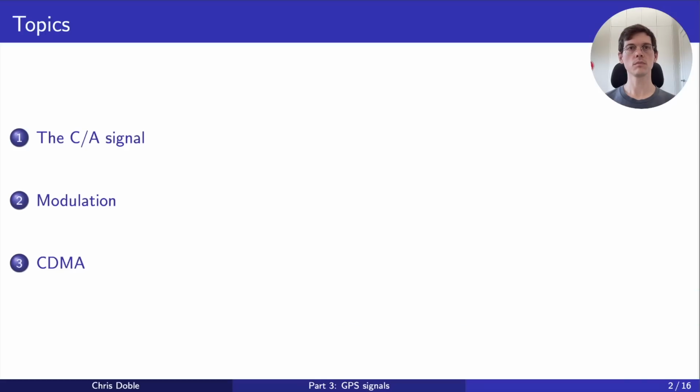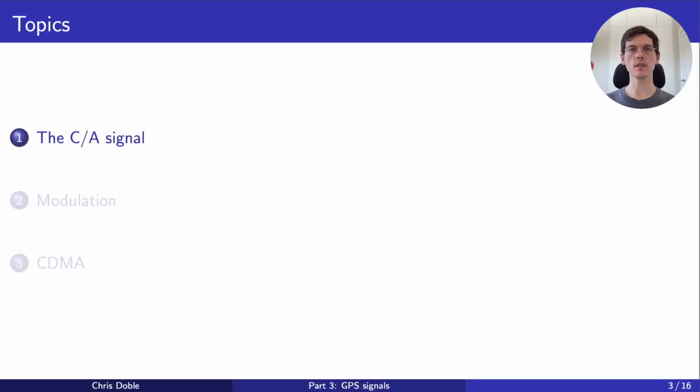More specifically, we're going to talk about the signal we'll use in our GPS receiver, the CA signal, how binary information is encoded in that signal via modulation, and how we can distinguish signals from different satellites using a technique called CDMA. Let's start with the CA signal.